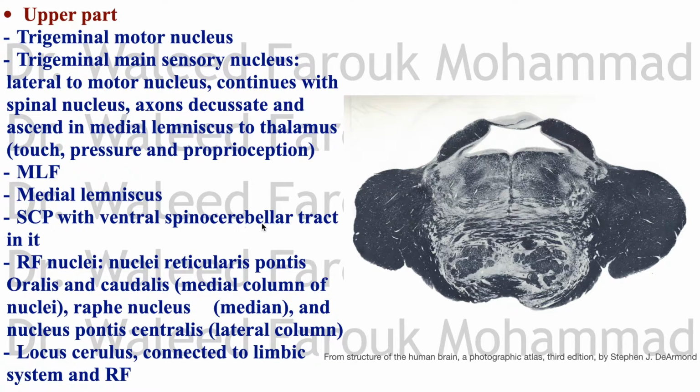Reticular formation nuclei in the pons acquire names according to their position, like the nucleus reticularis pontis oralis and caudalis, which form the medial column of nuclei. There are also the raphe nuclei, which are median, and nucleus pontis centralis, which forms the lateral column of reticular formation nuclei. There is also the locus ceruleus, which is part of the limbic system and connected to it and the reticular formation.